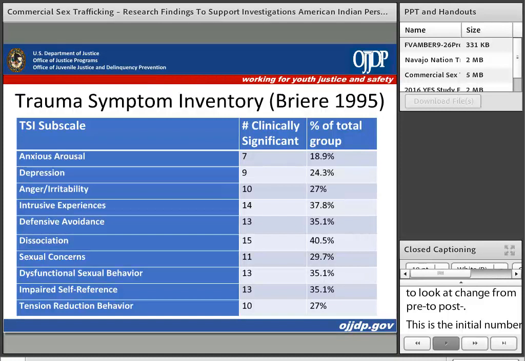And 40% reported having dissociative symptoms, 35% had defensive avoidance, 37% had intrusive experiences. So 35% identified as dysfunctional sexual behaviors, and 35% identified as impaired self-reference. Impaired self-reference really speaks about not having a firm sense of self, having a shifting sense of self-identity.